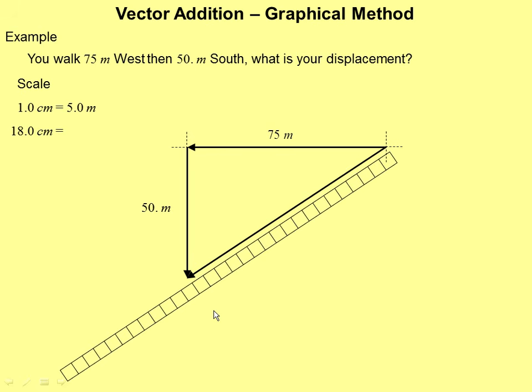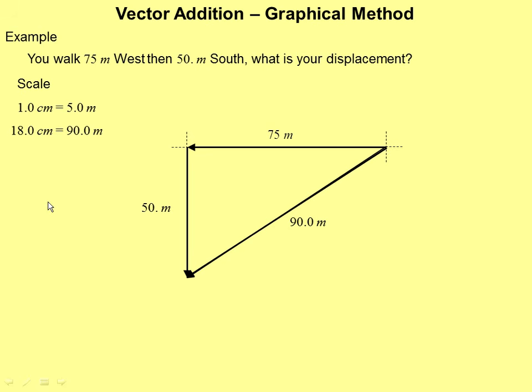Using our 1 to 5 conversion, that would be 90.0 meters in real life. Now that's not enough because remember, displacement is a vector quantity. Last unit, all we needed was right or left, up or down, positive or negative. But here we're in 2 dimensions. So to describe this displacement in 2 dimensions, we need more than just how long the displacement is. We also need an angle.